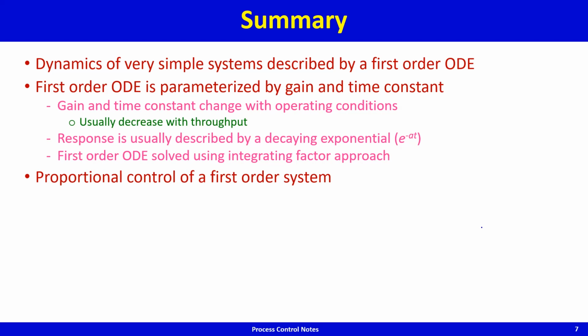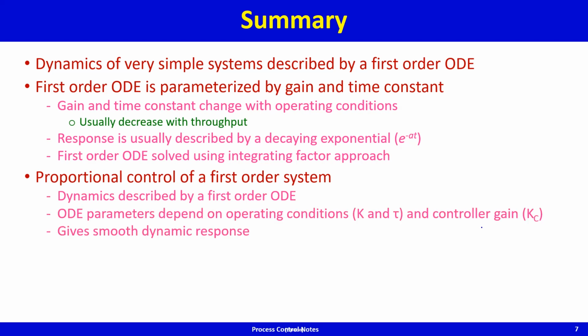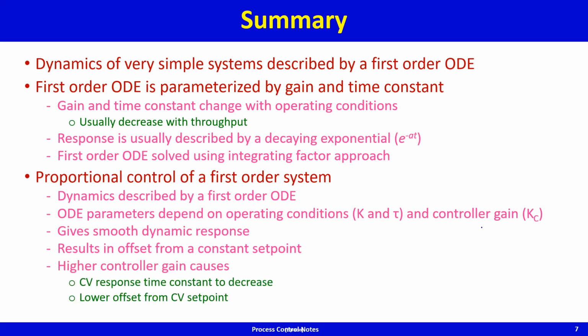We've also looked at proportional control of a first order system, and with proportional controller the dynamics is described by a first order ODE. The ODE parameters depend on both the operating conditions and the controller gain. Get a smooth dynamic response. You get an offset from the set point. Higher controller gain causes a faster response time and a lower offset. This is what we have seen.